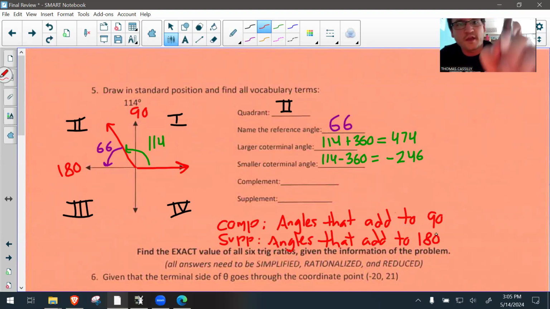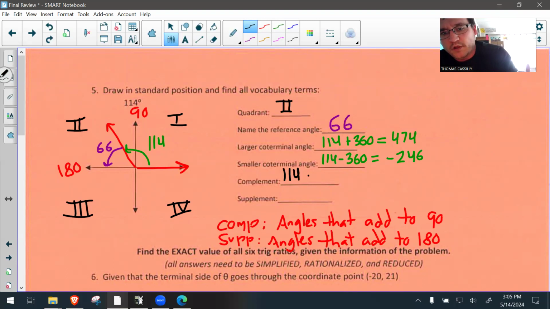Right? So complement. We need 114 plus some number has to be 90 degrees. All right, so just solve that for x, subtract it over. We're going to get a negative angle, totally fine. All right, so we're going to get negative 24.